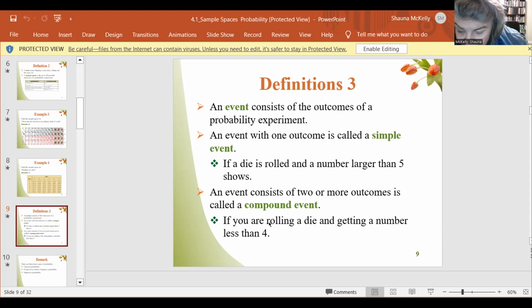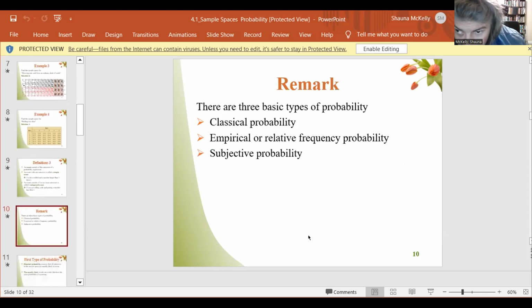You're rolling a die, a single die, you're only going to have one result, aren't you? Right? Like 6 or 3. But if you say, roll a die and get a number less than 4. Well, the die has outcomes 1 through 6. So the numbers less than 4 would be 1, 2, or 3. You have 3 possible outcomes that would fit that.